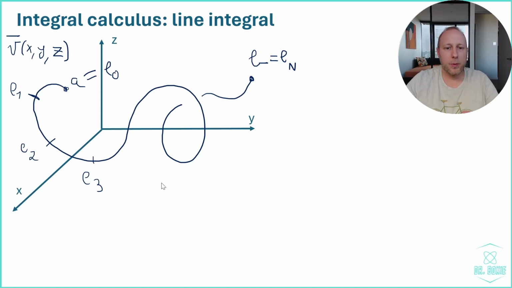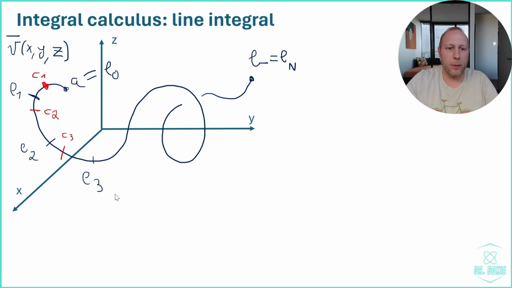And just like we did with the Riemann integral, within each of those subintervals, we chose a point. Let's say in the very first one, I choose this point and I call it C1. In the second one, I choose this point, I call it C2. In the third one, I choose this one, I call it C3, etc.